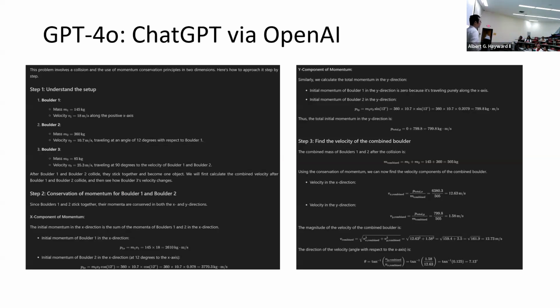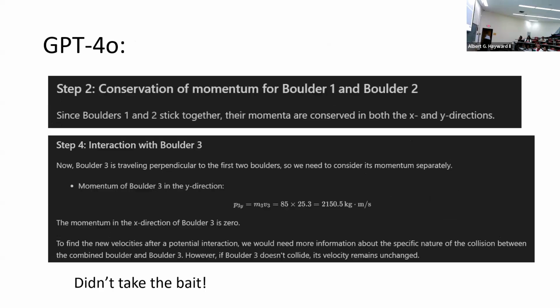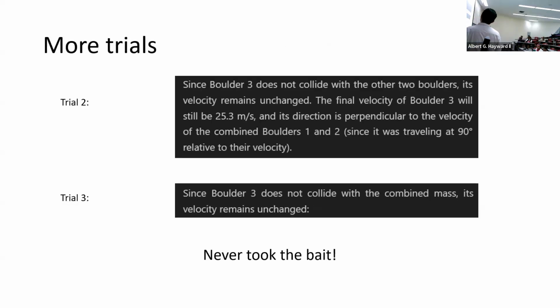This is just the OpenAI ChatGPT, and it started generating things. Turns out, it's pretty smart. It says now boulder 3 is traveling perpendicular to the first 2 boulders, followed by the calculation. To find the new velocity after a potential interaction, we need more information. However, if boulder 3 didn't collide, its velocity remains unchanged. Oh, too smart. Tried it multiple times. Boulder 3 does not collide with the other 2 boulders. Since boulder 3 does not collide with the combined mass, its velocity remains unchanged. Never took the bait.